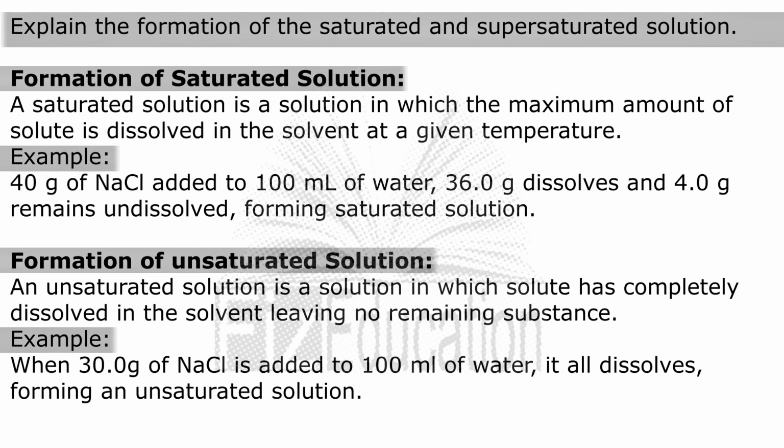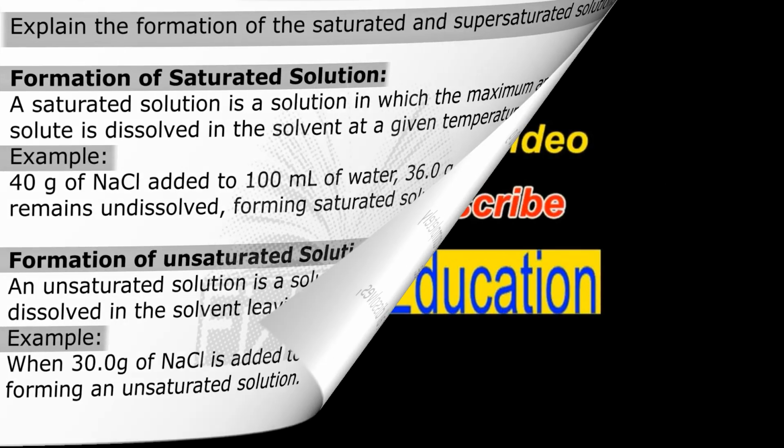Formation of unsaturated solution: an unsaturated solution is a solution in which solute has completely dissolved in the solvent, leaving no remaining substance. Example: when 30.0 gram of NaCl is added to 100 milliliters of water, it all dissolves, forming an unsaturated solution.